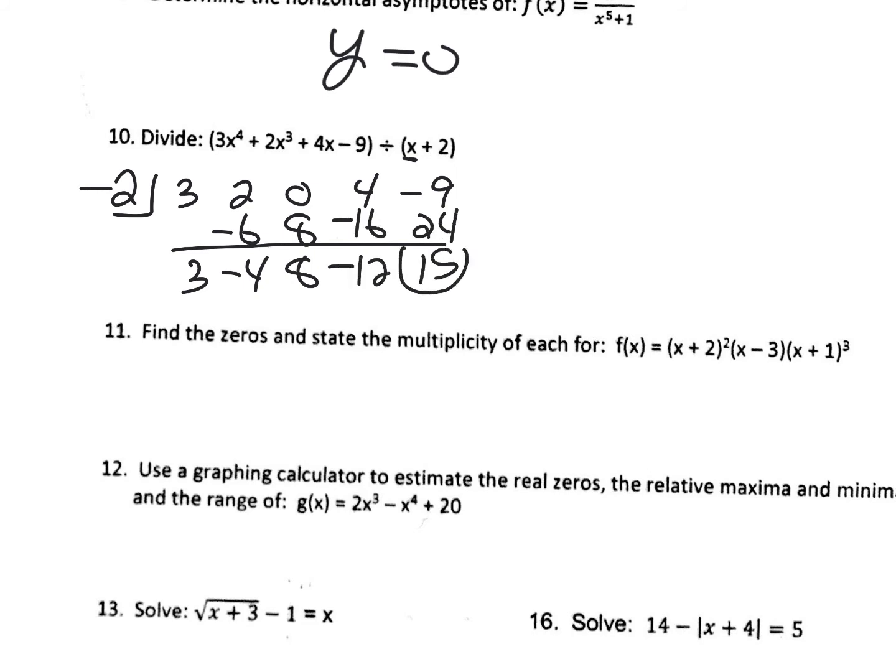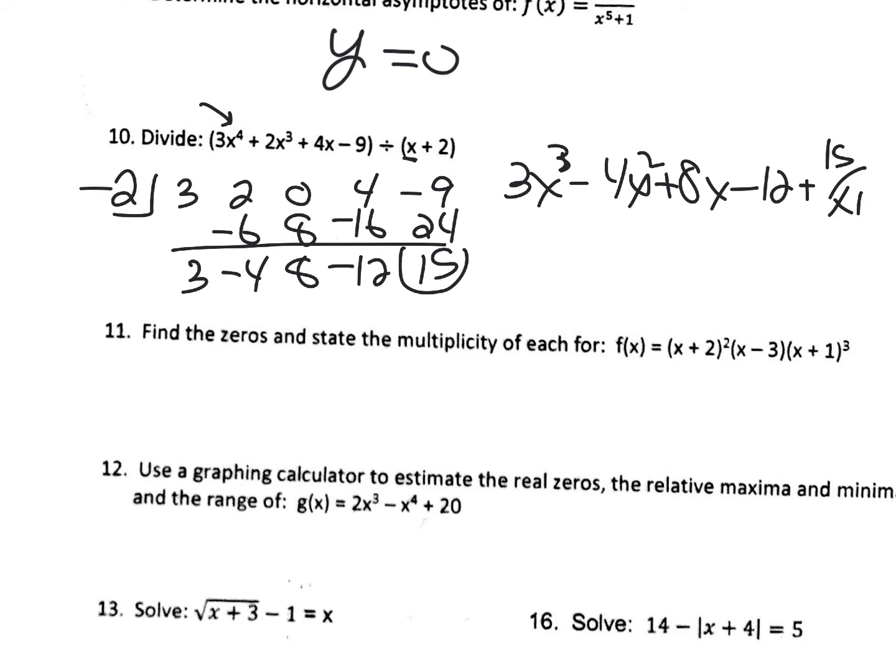Now, don't just leave your answer like that. You got to write your answer out. Remember, we're going to start our final answer 1 degree less than we started. So I'm putting 3x cubed. That's a cube, by the way. Minus 4x squared plus 8x minus 12. And then I'm going to put the 15 over the x plus 2.